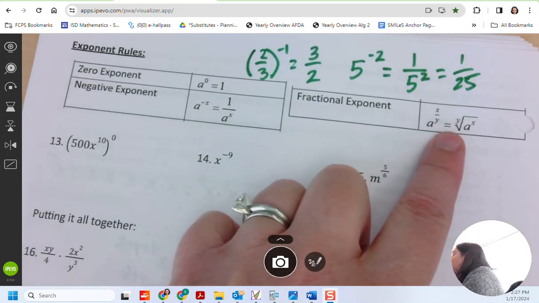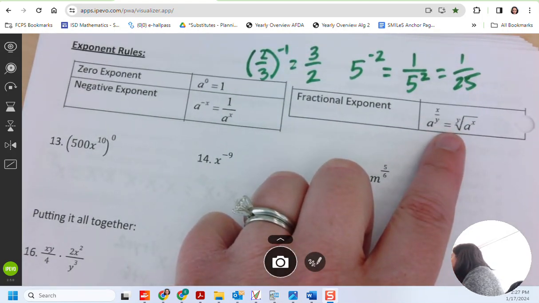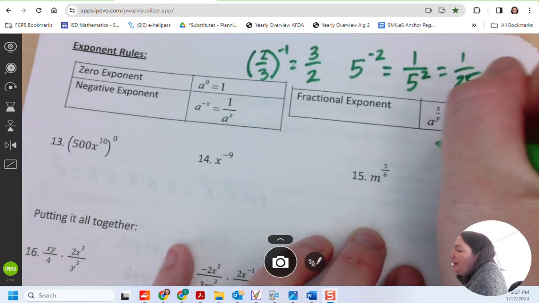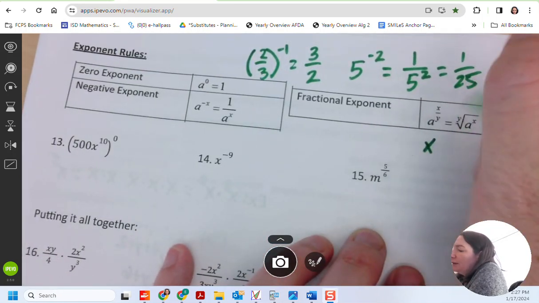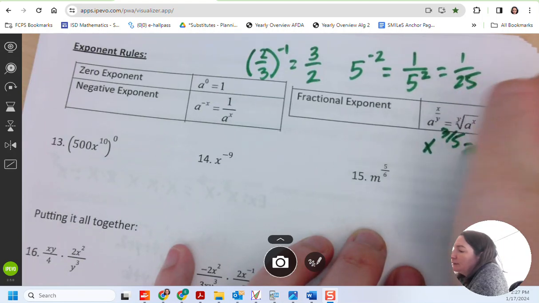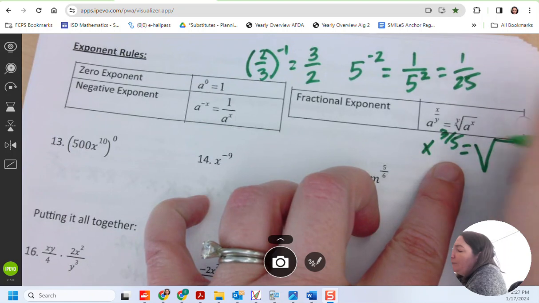A fraction exponent is going to give you a radical. So for example, if I had x to the 3/5, that's going to be the 5th root of x to the 3rd.